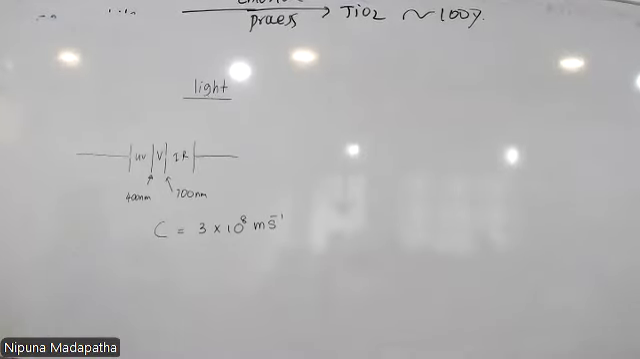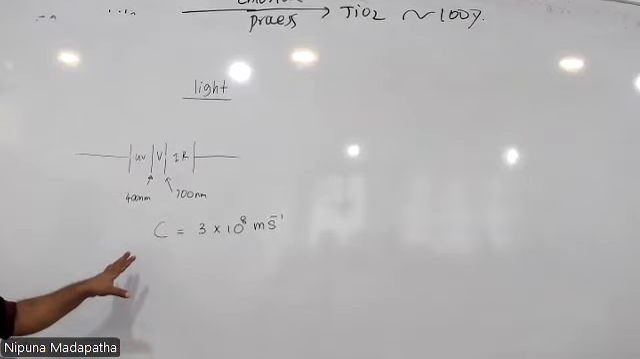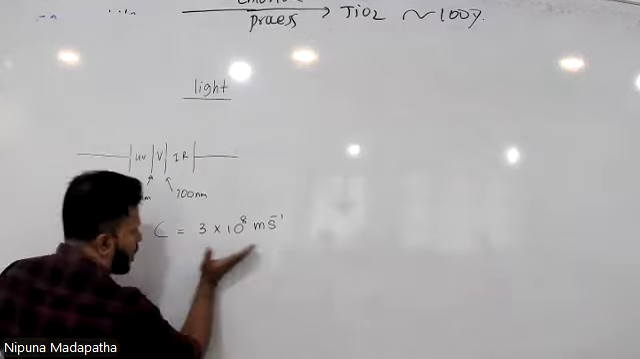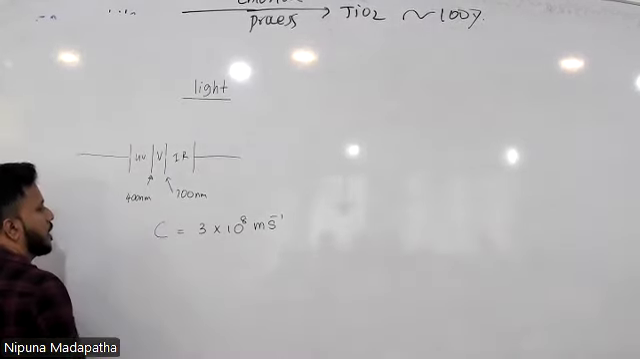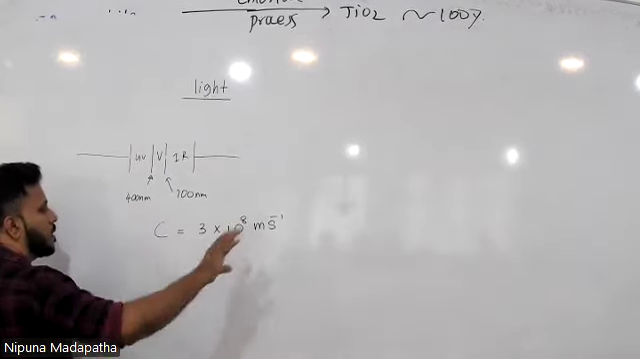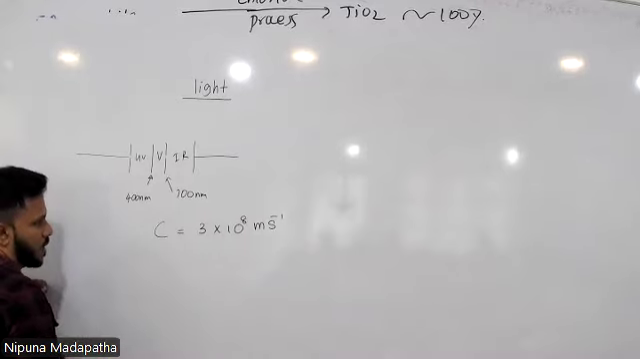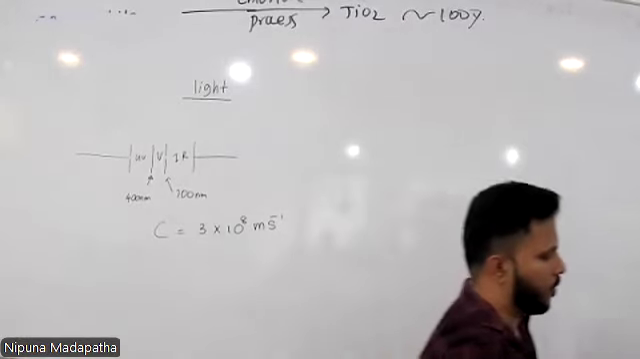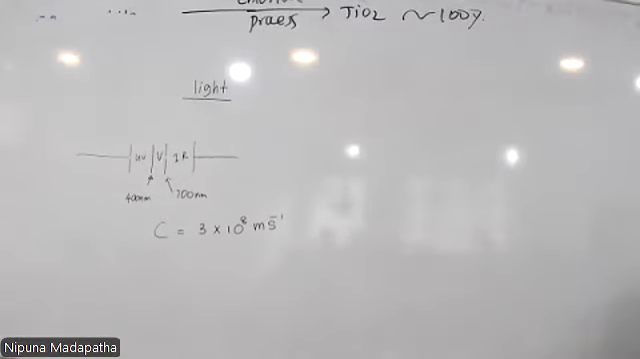But the speed of light in other media, like water or glass, will be less than this value, right? Because we know the highest speed that light can get is when it propagates in vacuum, right? So now, after a few years, actually at the end of the 19th century, right?